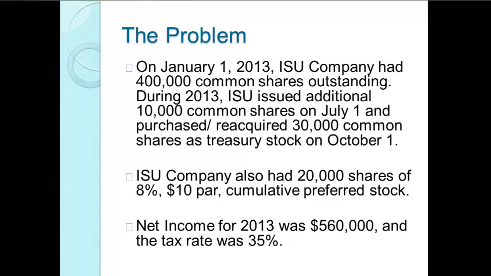The problem. On January 1st, 2013, ISU Company had 400,000 common shares outstanding. During 2013, ISU issued an additional 10,000 common shares on July 1st and purchased/reacquired 30,000 common shares as treasury stock on October 1st. ISU Company also had 20,000 shares of 8% $10 par cumulative preferred stock. Net income for 2013 was $560,000 and the tax rate was 35%.